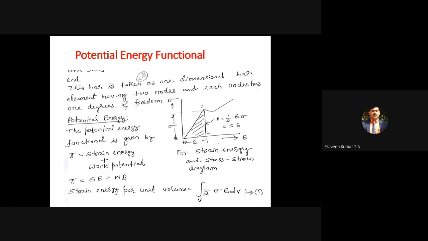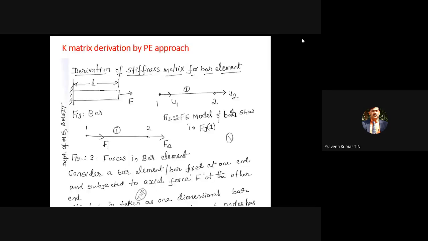So what is work potential? There are two springs here. Work potential is nothing but work done. Node 2 is moved by distance u2. When node 2 is moved by the distance u2, the load applied at node 2 is F2. We know that work done is equal to force into distance. The force is F2 and the distance moved is u2. The work potential at node 2 is F2 u2.